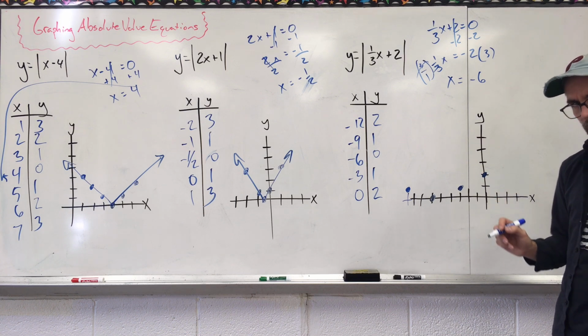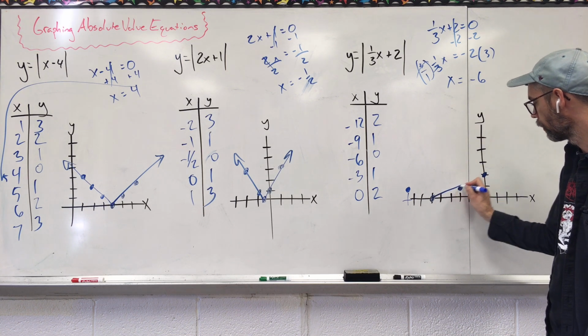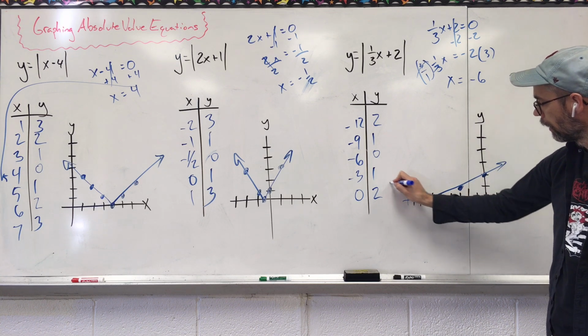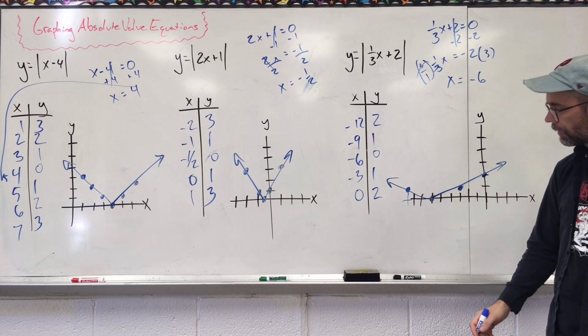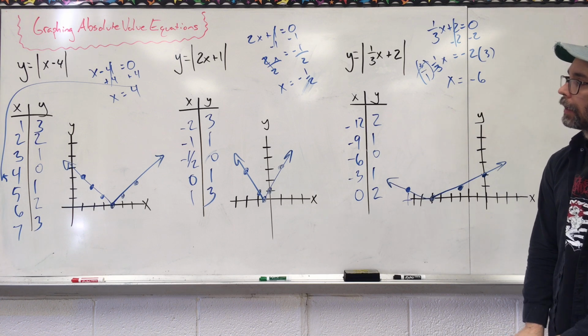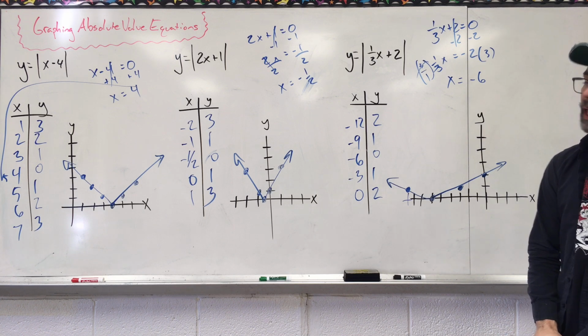Okay, so it doesn't look like much, but we could still connect them. And we have a very flat V, but it's still a V. And that is graphing absolute value equations.